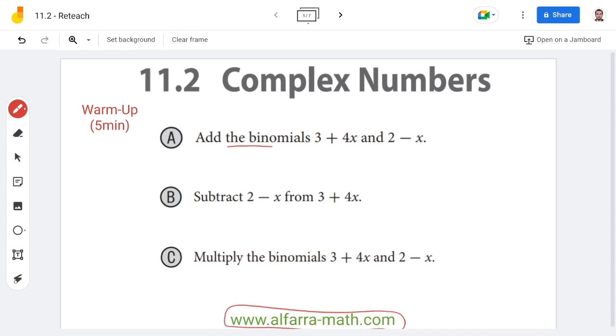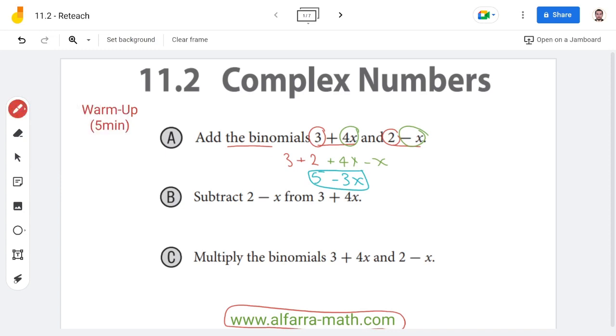Here, add the polynomials 3 plus 4x and 2 minus x. If you look here, we need to add the like terms. As you can see, we have a 3 and we have a 2, so 3 plus 2. And we have the other like terms, which are 4x and negative x. Now add them to find the final answer. 3 plus 2 is 5, and 4x minus x is equal to 3x. So this is the answer.